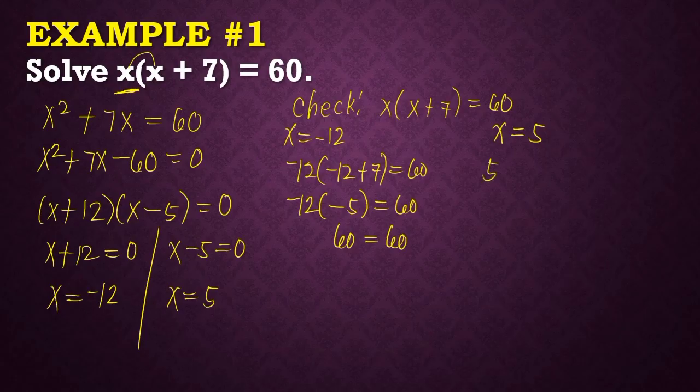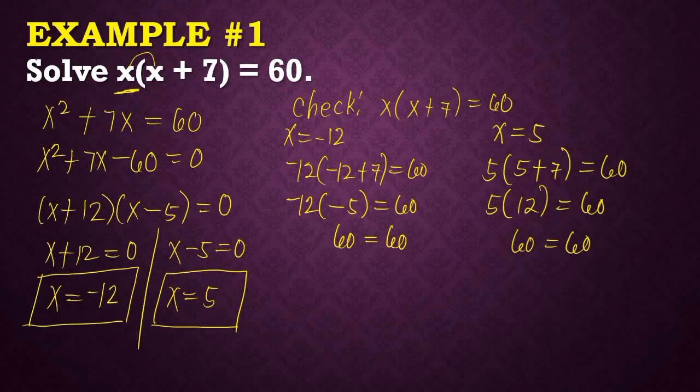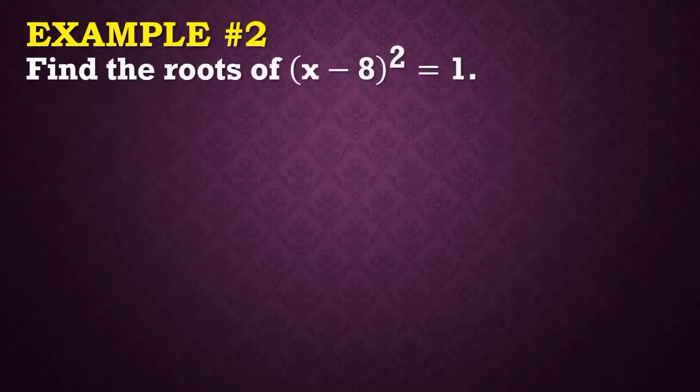What about if x is equal to 5? So, 5 times the quantity 5 plus 7 equals 60. Next, 5 times the sum of 5 and 7, which is 12, equals 60. So, if we multiply 5 by 12, that is 60 equals 60. So, yung value ng x na hinahanap natin dito, o yung solution ng ating equation are x equals negative 12 and x equals 5.